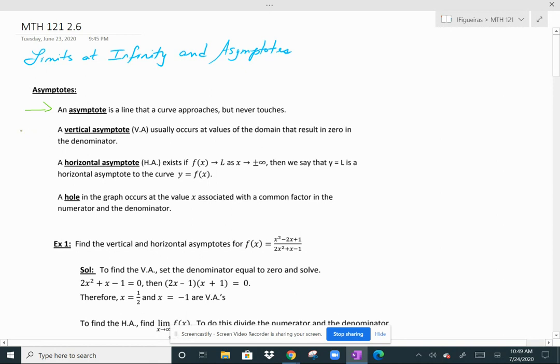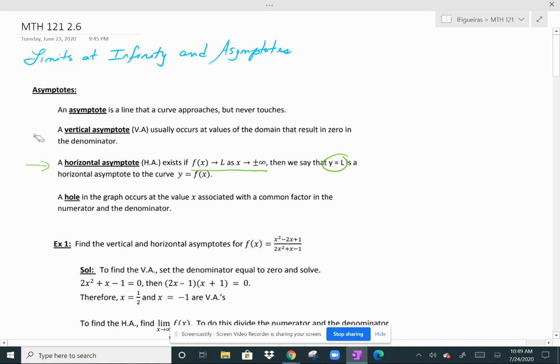A vertical asymptote usually occurs at values of the domain that result in division by zero. So you'll see vertical asymptotes in some rational functions and some of your trigonometric functions. And a horizontal asymptote exists if f of x approaches some finite value L as x approaches plus or minus infinity. And if that's true, then you say that y equal to L is your horizontal asymptote.